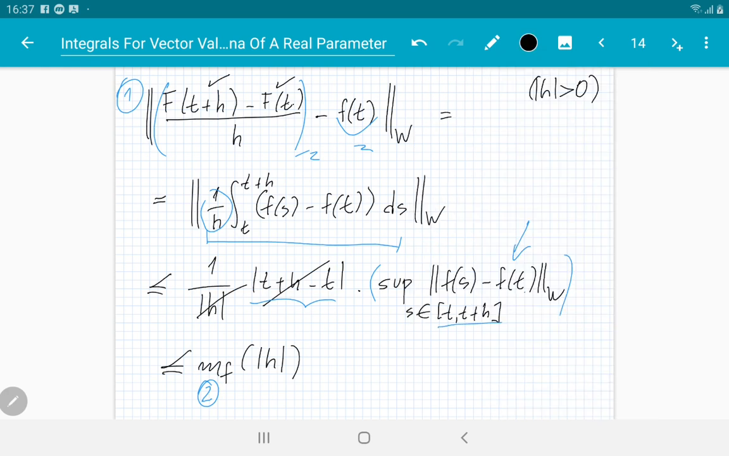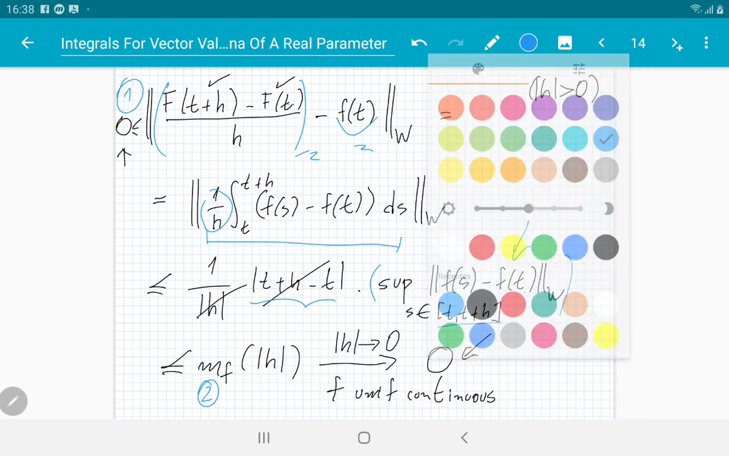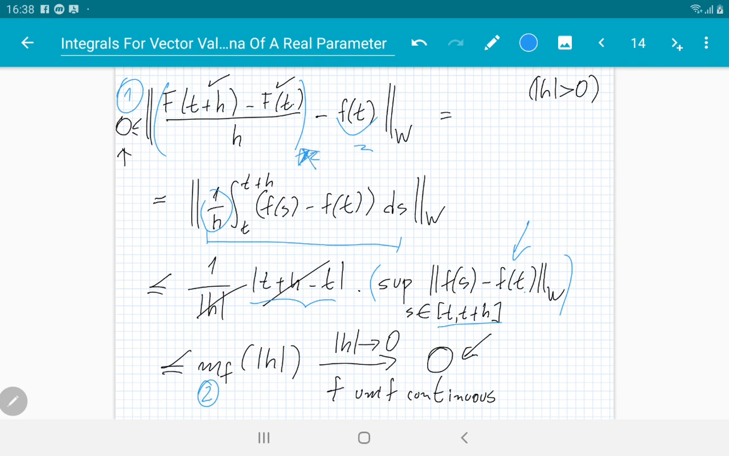Now, what happens when h goes to 0? When h goes to 0, remember that f is uniformly continuous. Simply because it's continuous on a compact interval, it has to be uniformly continuous. So the modulus of continuity, as we've seen several times, goes to 0. And what have we shown? Well, we have this norm here. It's for sure greater or equal to 0. And it's sandwiched between this guy that's 0 and this other guy that goes to 0. Therefore, the norm goes to 0 when the modulus of h goes to 0. The quotient that should give me the derivative in the limit indeed converges, and it converges to little f of t.